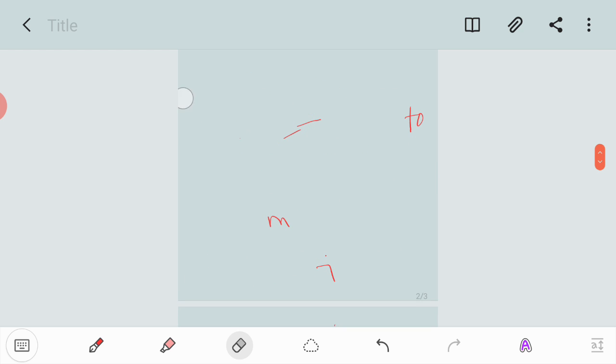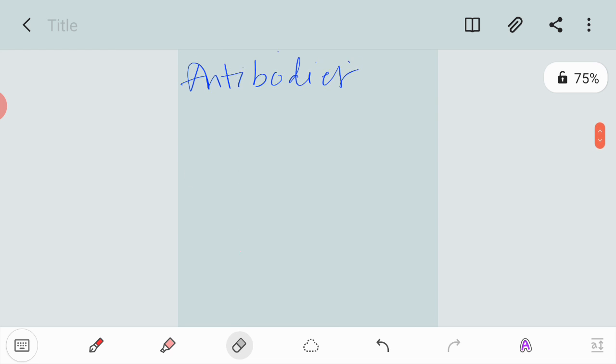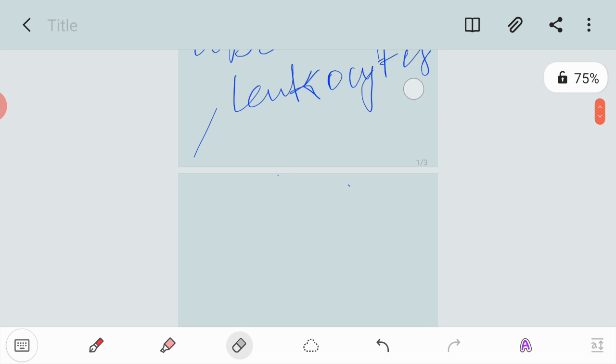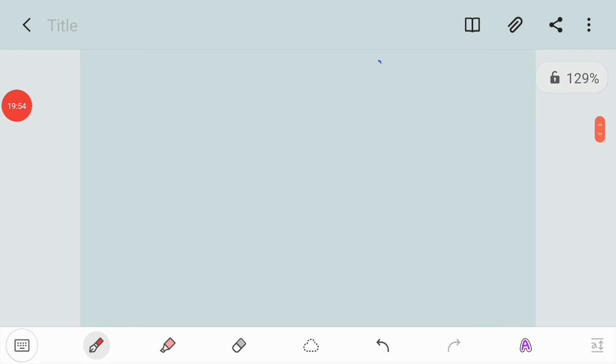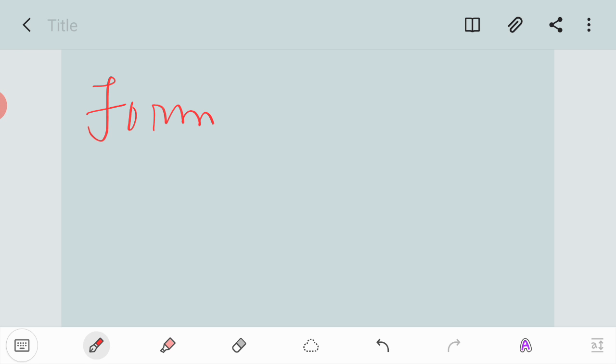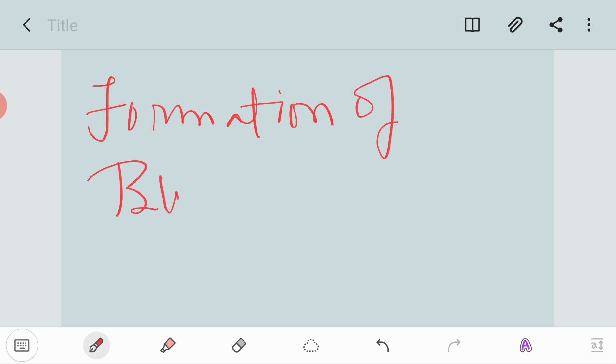Right, so let me erase all this so that I have a lot of space to discuss what I want to discuss. Okay, done. Now I have forgotten to tell you something. Formation of blood, please note it down, is called hematopoiesis.